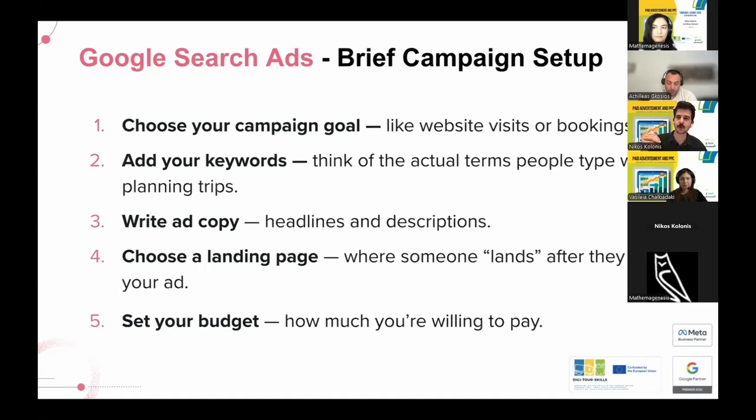Then you give your ad copy, which are the headlines and descriptions that appear on the search ad. You choose your landing page, which is where people will go after they click on your ad, where specifically on your website. And then you set your budget, which is how much you're willing to pay per day for this ad to appear.